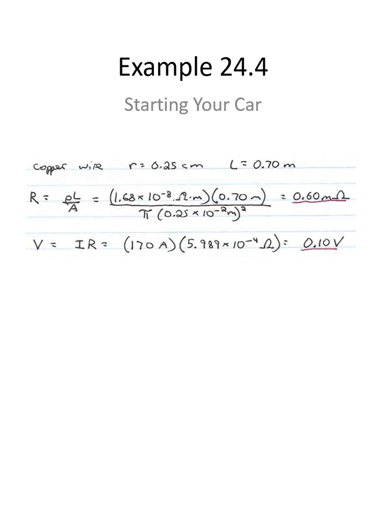If we want to know the potential difference across the wire, by Ohm's law, voltage, that's potential difference, equals current times resistance. So we take the current of 170 amperes, multiply by the resistance that we got in part A, and we get 0.10 volts.